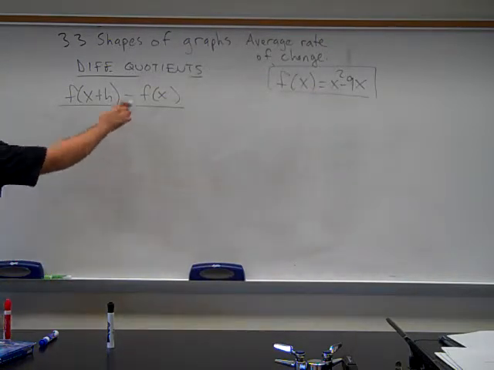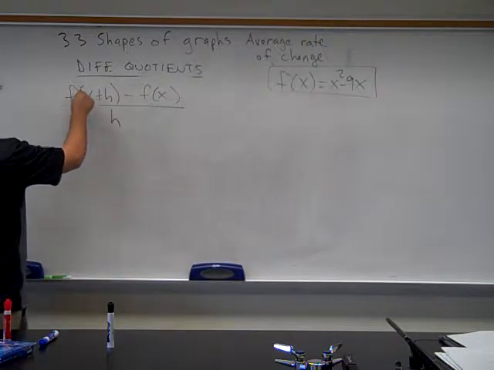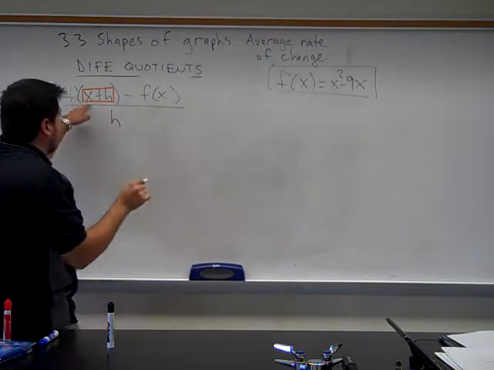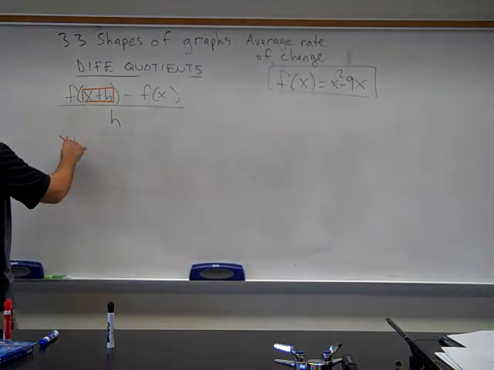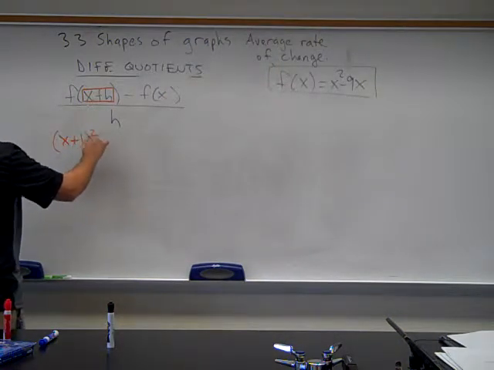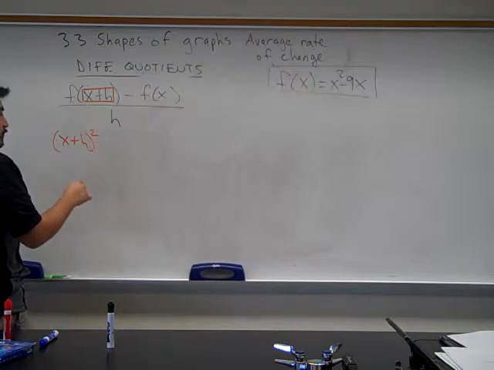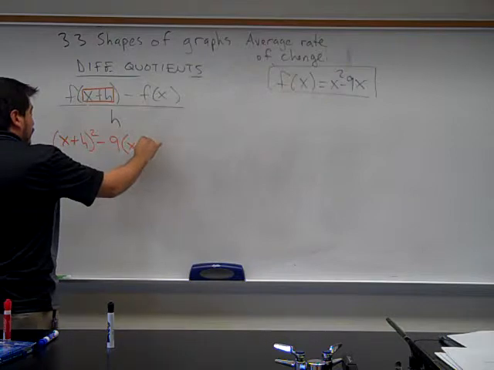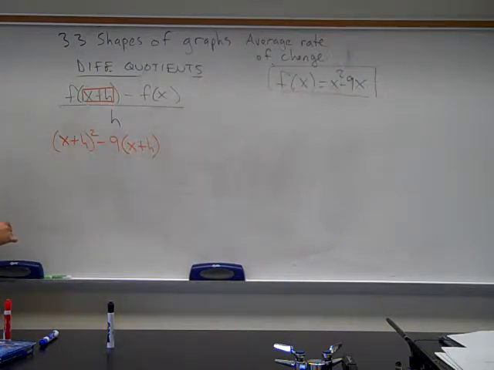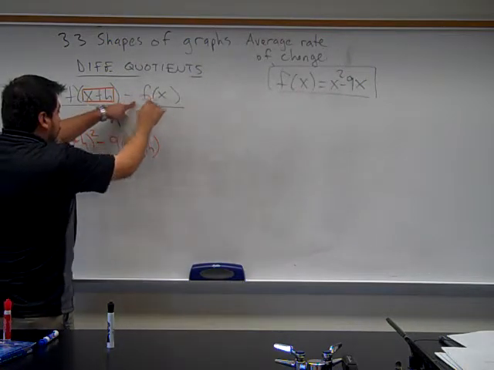Well, f of x plus h means take x plus h, plug it into the function here, and figure it out. So we'll do x plus h squared, because the rule says we first plug in our value, square it, we subtract 9, plug in our value, and we get minus 9 times x plus h. So now what's this mean?